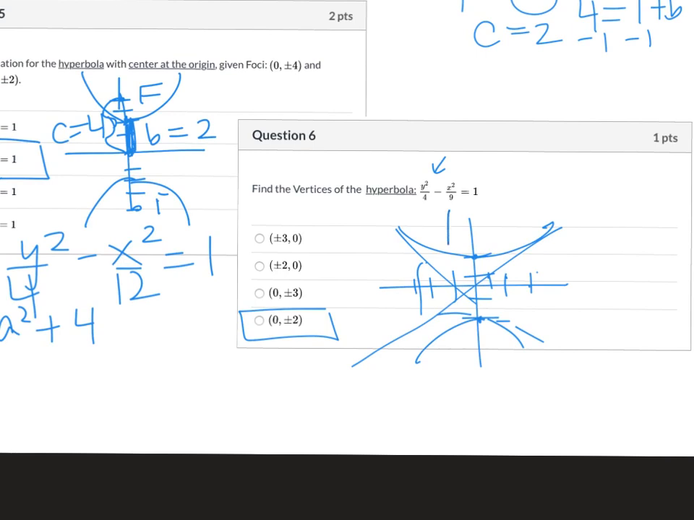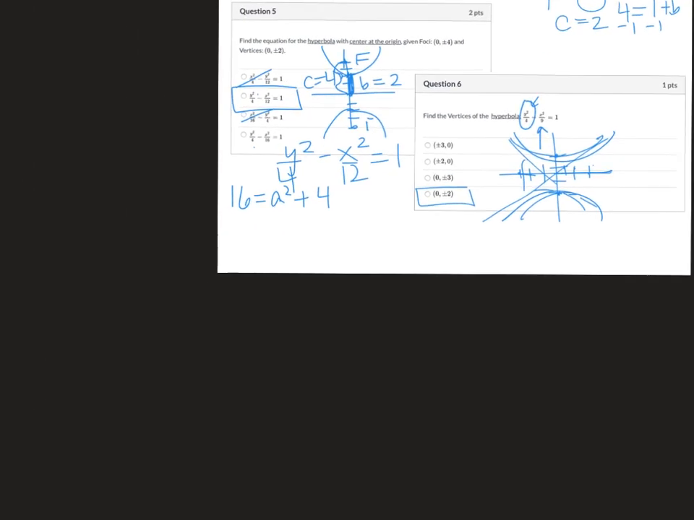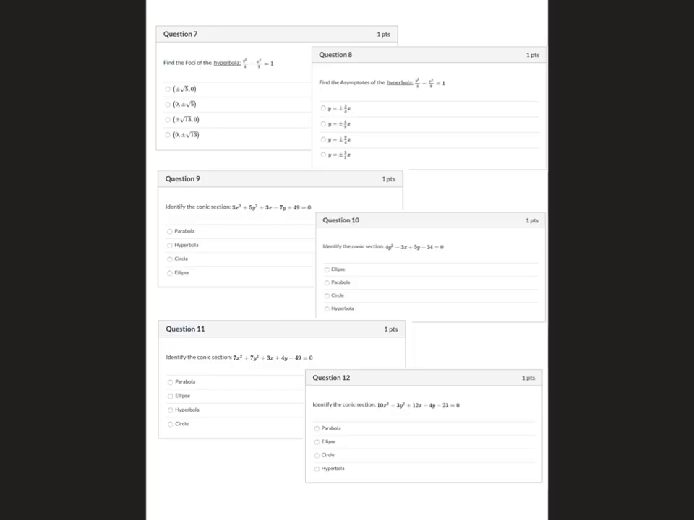It's not about which one's bigger, because a lot of you guys chose the x going side to side, but when y is first, it opens up and down. All right, let's go to the next page.